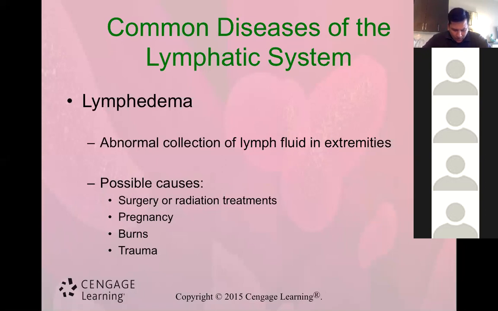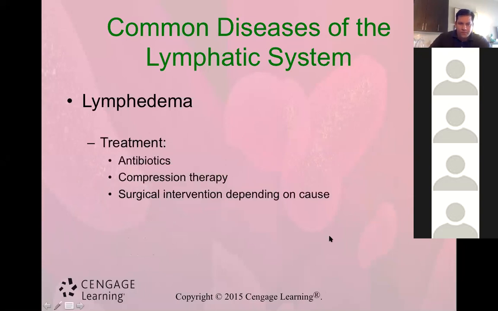Surgery on blood vessels of the arms or legs is another surgery that can lead to lymphedema, or collection of lymph fluid in the extremities. Other surgical procedures such as liposuction too. Other causes such as pregnancy, burns, and trauma, as we mentioned before.